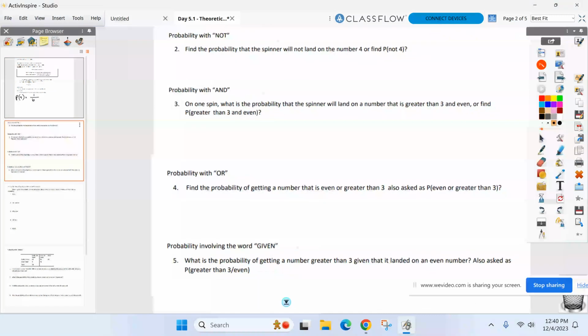So let me put a "not" in front of it now. Same spinner, 6 slices. Find the probability the spinner does not land on a 4. So again, P for probability, and inside what I want: not a 4. In your denominator, how many choices do you still have? 6. Now, how many are not a 4? 5 out of those 6. So my probability is a 5 out of 6 chance. Less than 1, right? That's what we want every time.